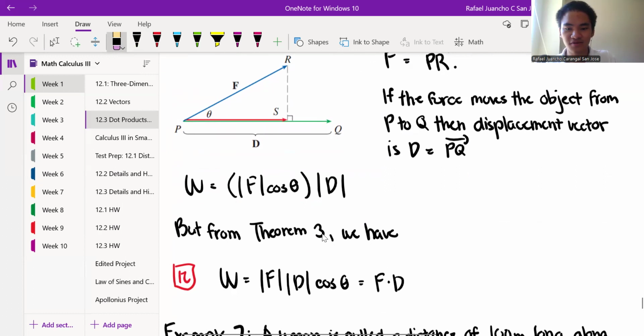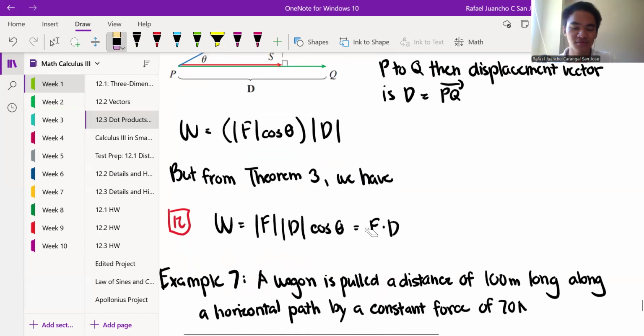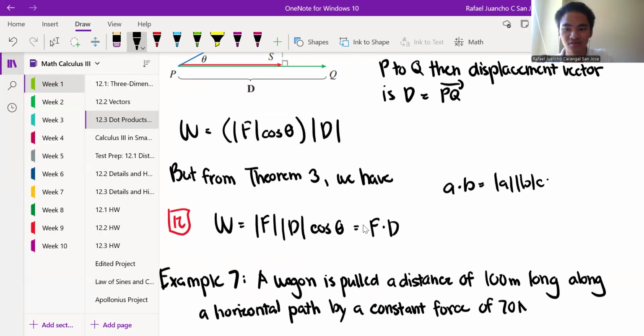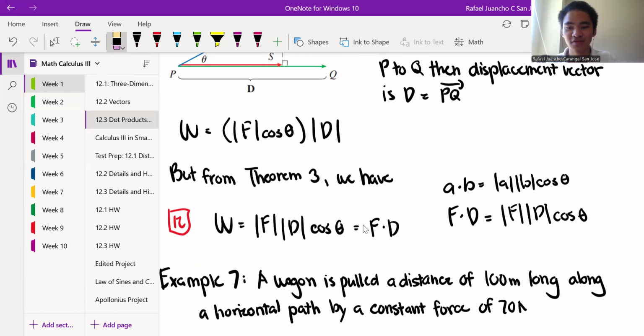And from theorem 3, which is about the law of cosines, the dot product is the length of A times the length of B times cosine theta. So here what we're saying is the dot product of force times displacement is the length of that force vector times the length of displacement, and this basically means distance, believe it or not, times cosine theta. So that's what theorem 3 is about.